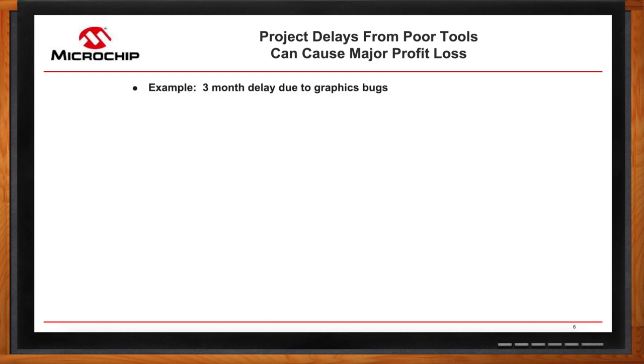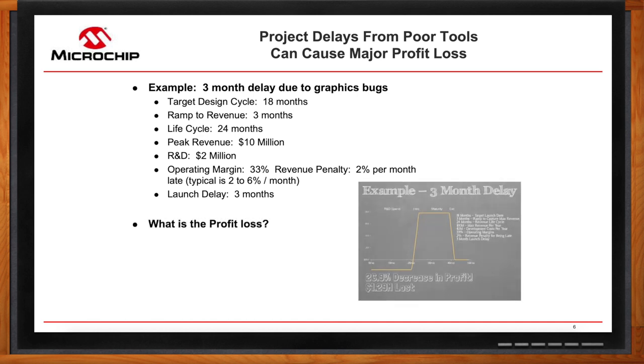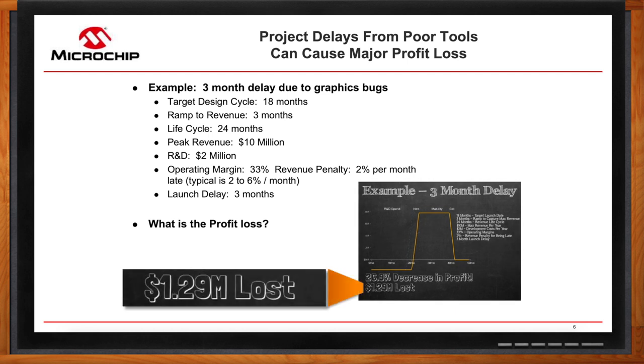We've seen some studies where if you have a design cycle time of, let's say, 18 months and you have a revenue ramp of 3 months, so your entire life cycle is 24 months. If you lose 3 months in a launch delay, then you've lost $1.29 million in revenue and profit on a $10 million peak revenue design. So you're really seeing an impact to the bottom line by just this one choice.